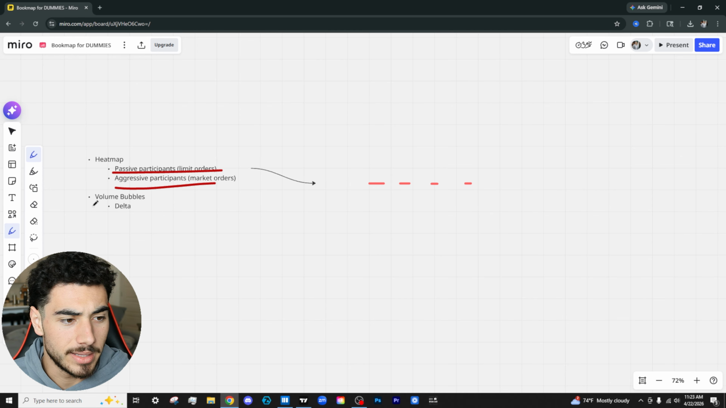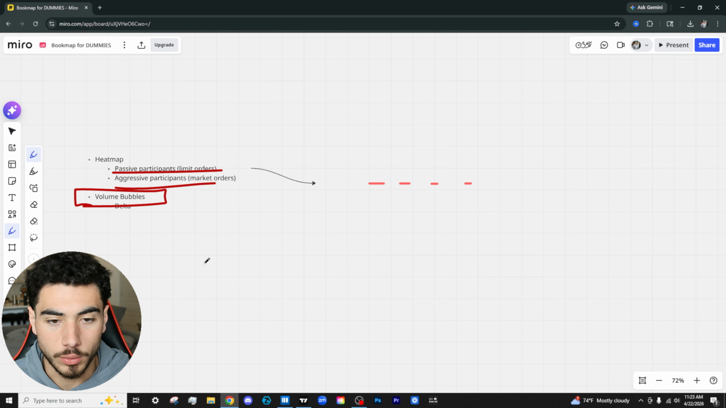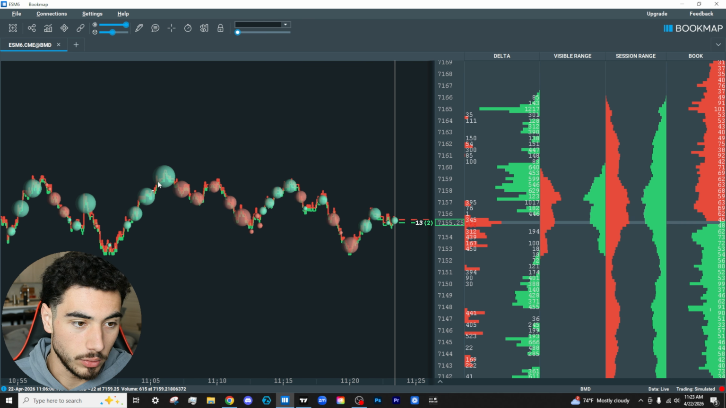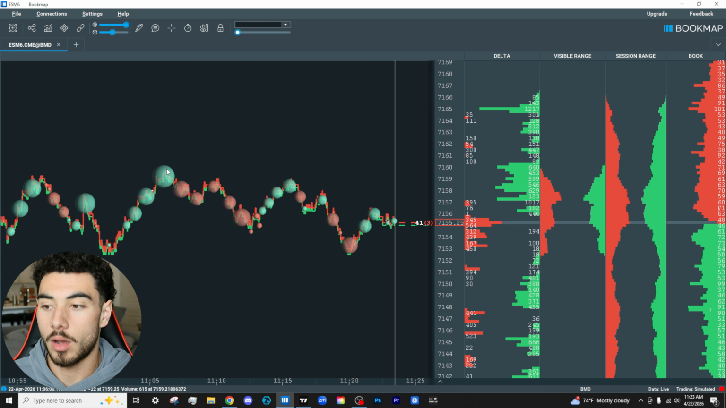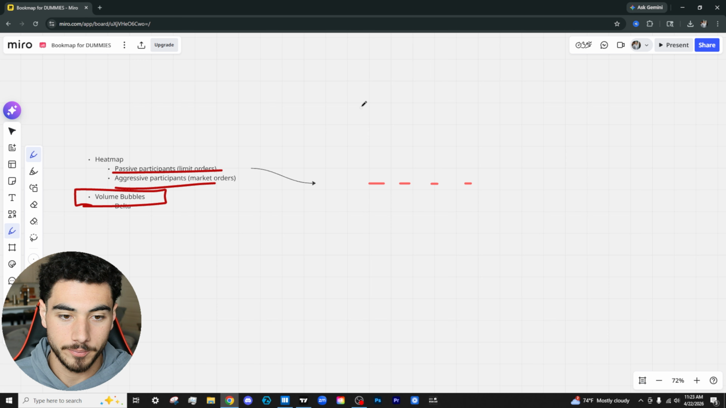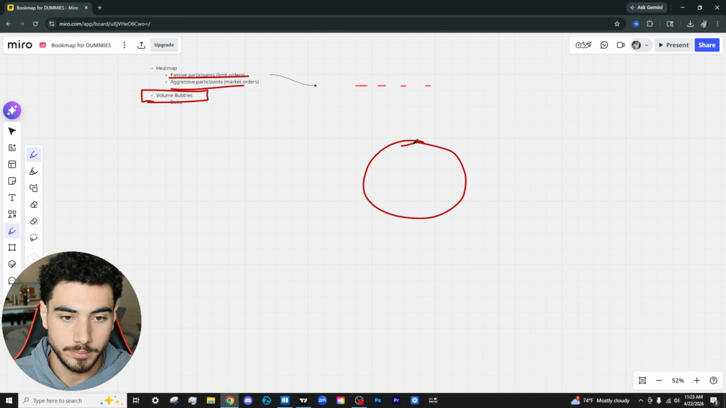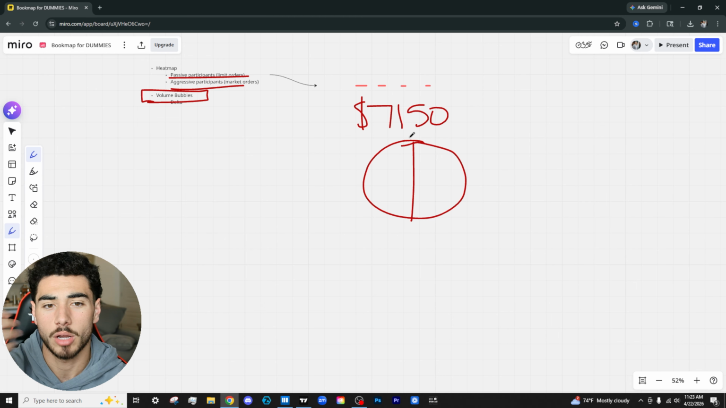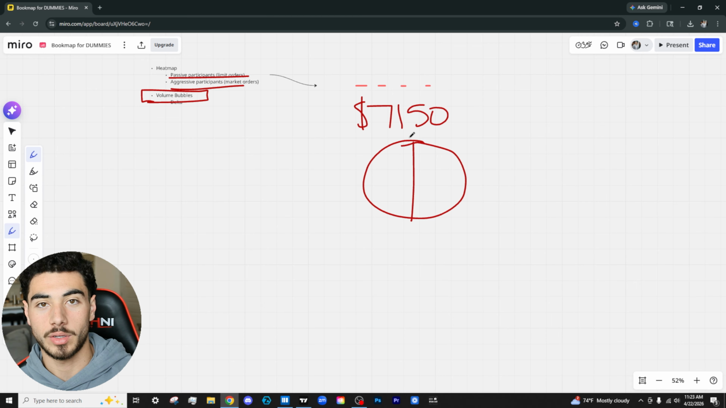Okay. And so now let's talk about the volume bubbles. Let's junk off the screen and just focus on this side. Ignore all this stuff. These bubbles show the total delta at that area. So let's talk about delta. If we've got a pie chart, let's cut this in half, and let's say this pie chart is at 71.50 on the ES. That's the price point it has. So we're just going to talk about what is going on at the price of 71.50.